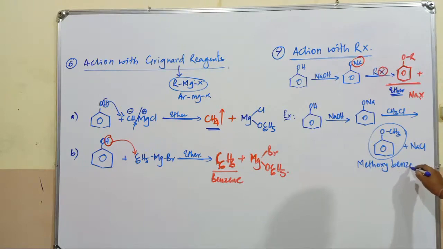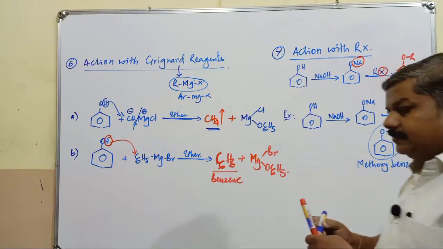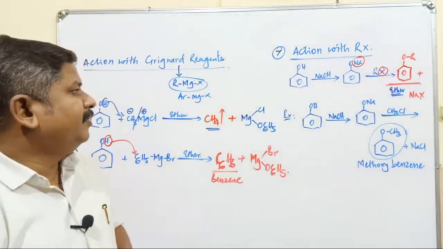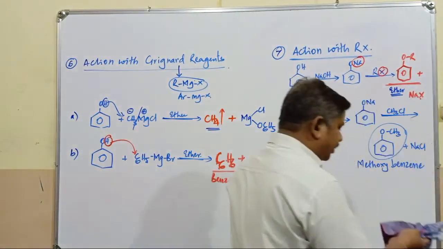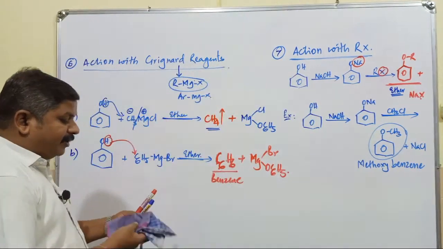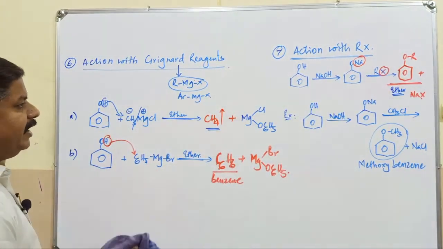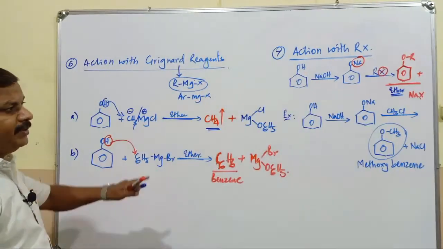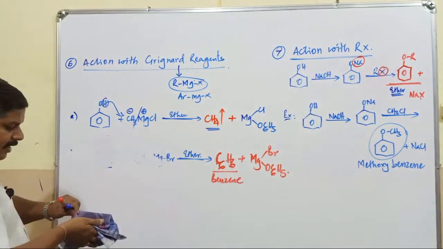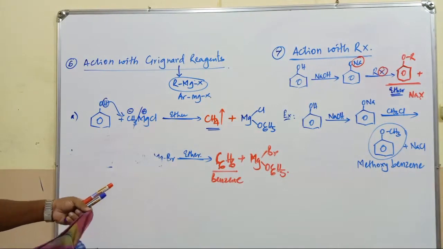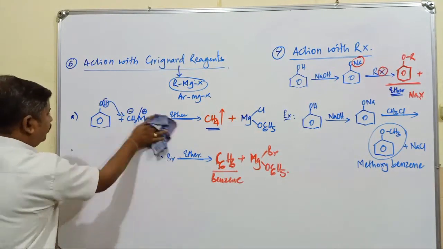What's the name? Methoxybenzene compound is produced. That is an ether compound formation takes place. So these are the reactions mainly because of what group? OH group. Here substitution takes place only in the OH group. So these 7 reactions belong to that category, that is, reactions mainly due to what? The presence of the OH group.